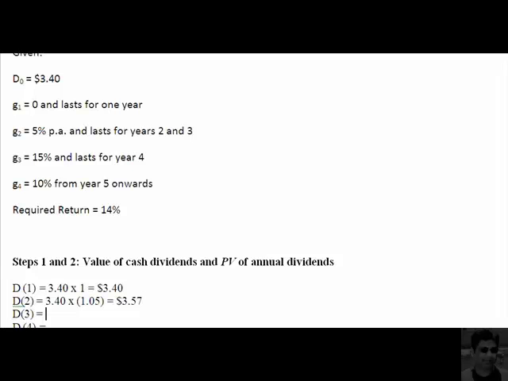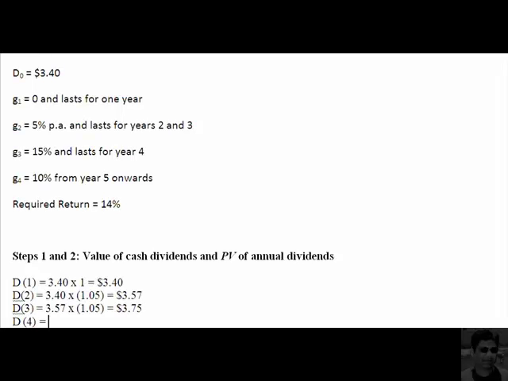Now we go ahead to the dividend in time period number 3. The dividend in time period 2 was $3.57. Let's write it here, $3.57. And what is the growth rate applicable for the third period? Look, the growth rate applicable is 5%. So we do the same thing here, multiply by 1.05, and that is going to give us a value of $3.75.